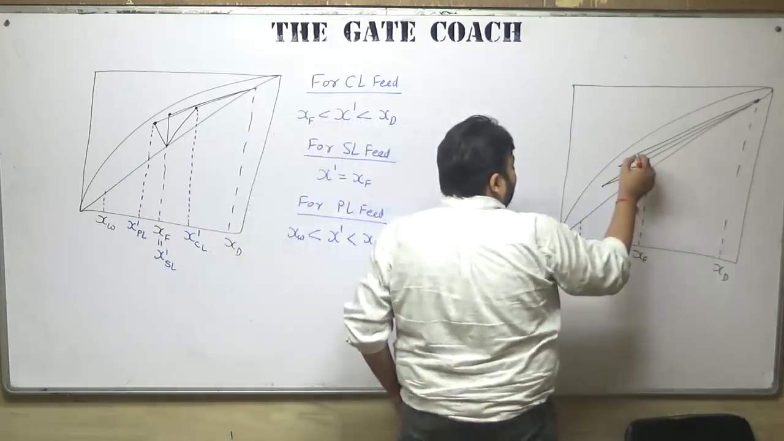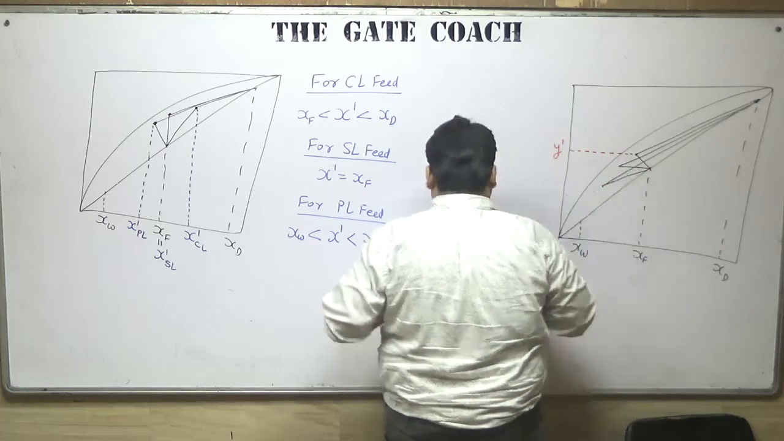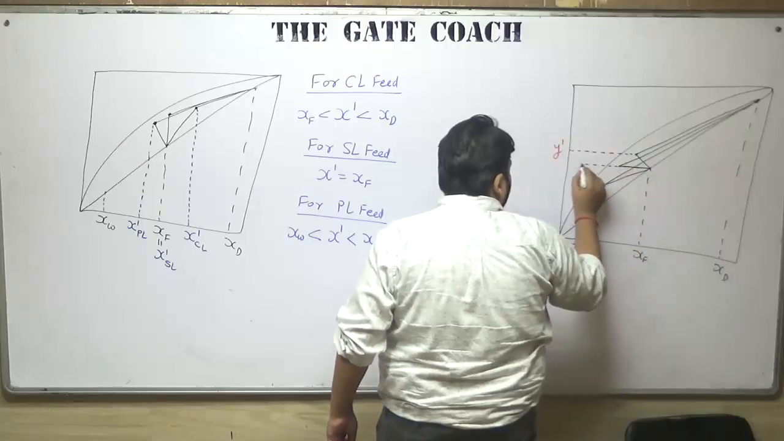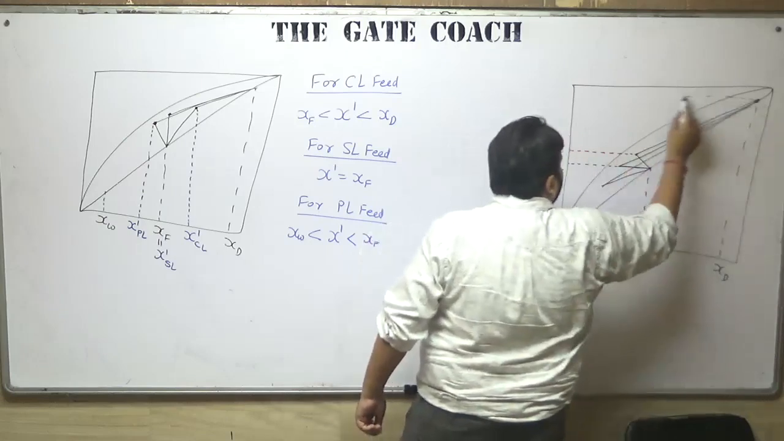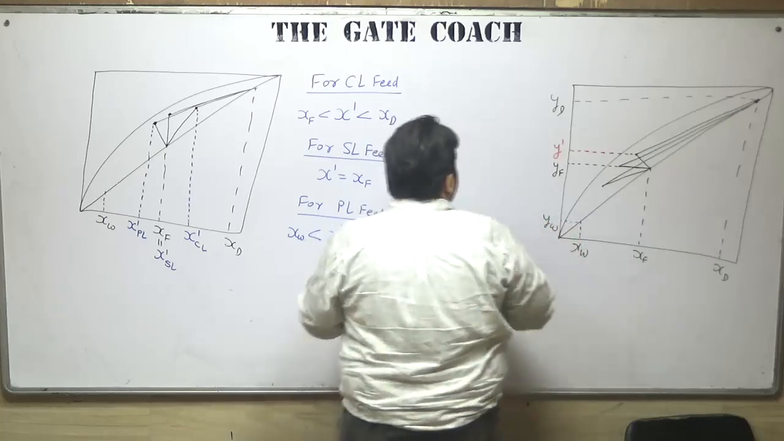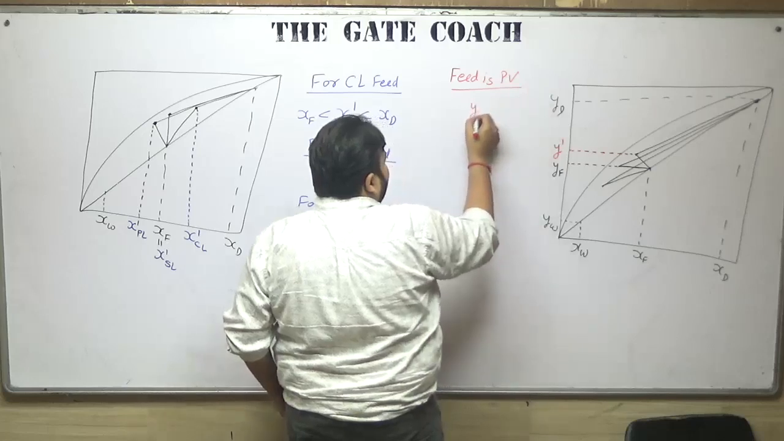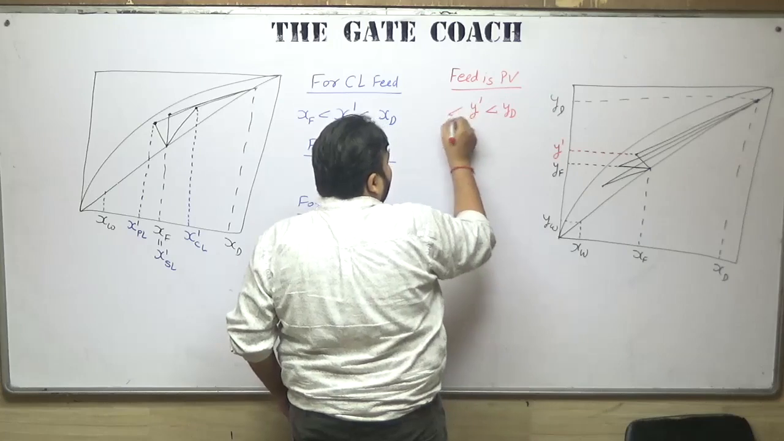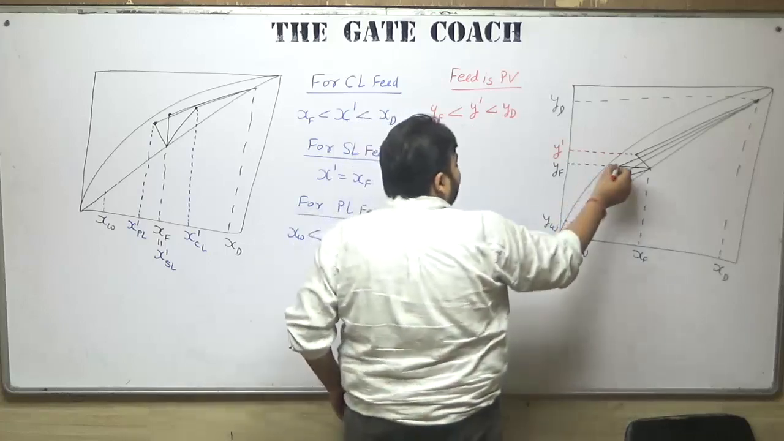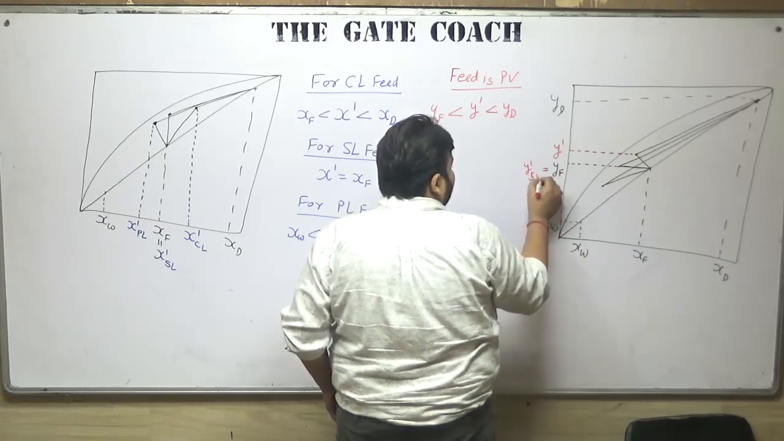Now, if you look at the partial vapor, this is the y coordinate. This is yf, this you can say yd, this you can say yw. So that means when the feed is partial vapor, then the y coordinate will be less than yd, but it will be greater than yf. In the same way, when the feed is saturated vapor, y coordinate will be same as yf.